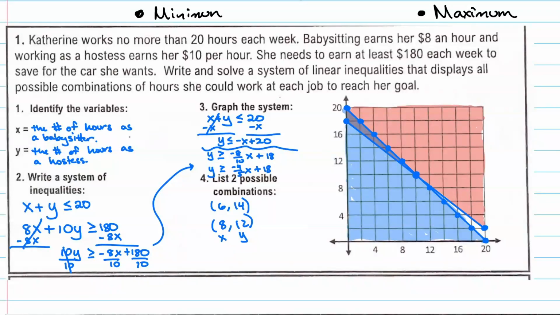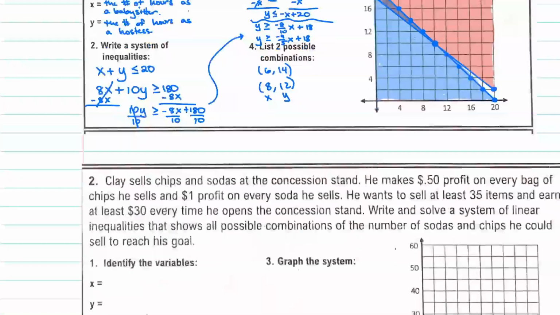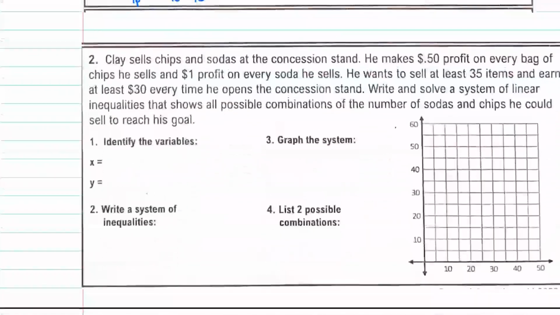So if this person wanted to work no more than 20 hours and still earn at least 180 bucks, she definitely could work 6 hours as a babysitter and 14 hours as a hostess, still be within the 20-hour mark, and still make at least $180. Okay. All right. That takes care of the first one. Let's go ahead and go down to the last one.